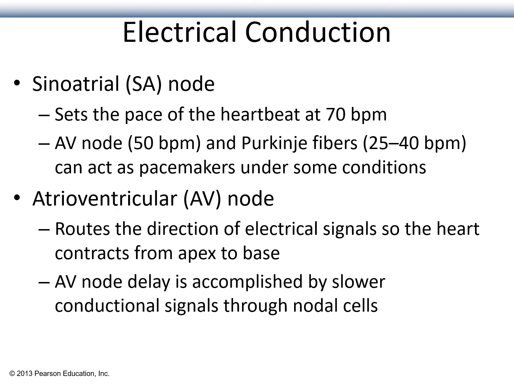Now, the atrioventricular node is actually going to route the direction of electrical signals from the SA node towards the actual apex of the heart. It's going to send electrical signals down to the apex of the heart and then up towards the base. The AV node has a delay in it that is accomplished by slower conductional signals through the nodal cells. This is going to allow the ventricles to fill with blood.